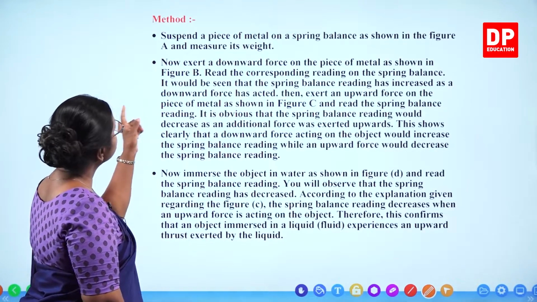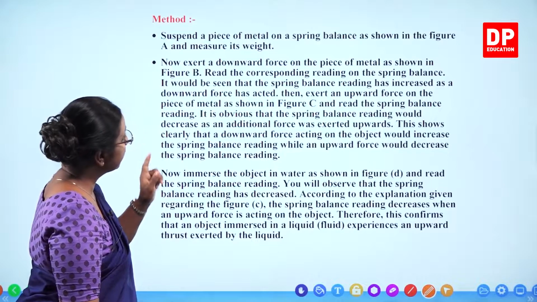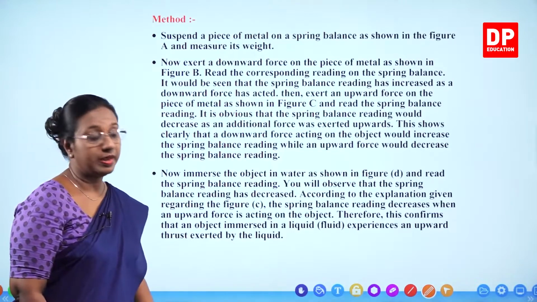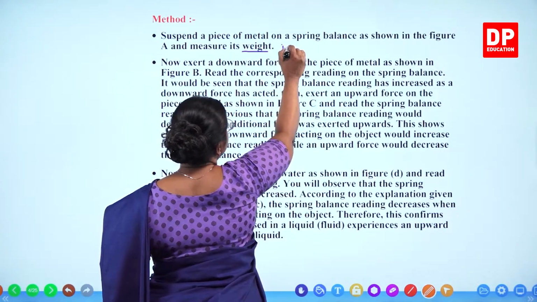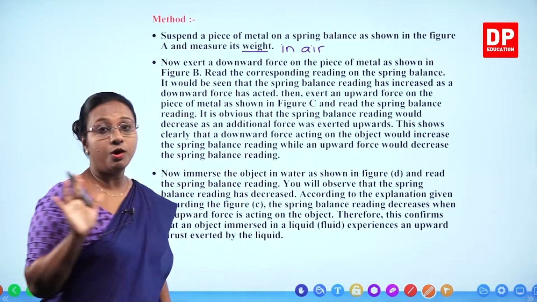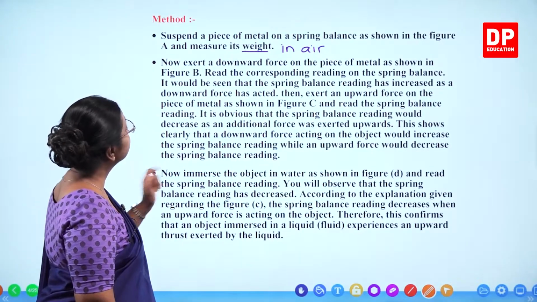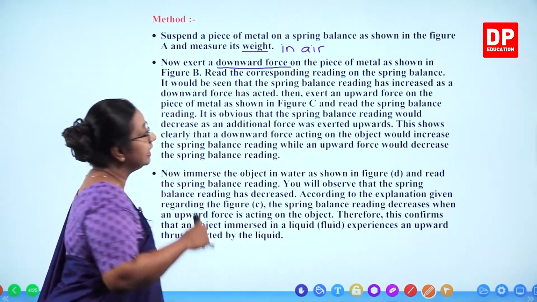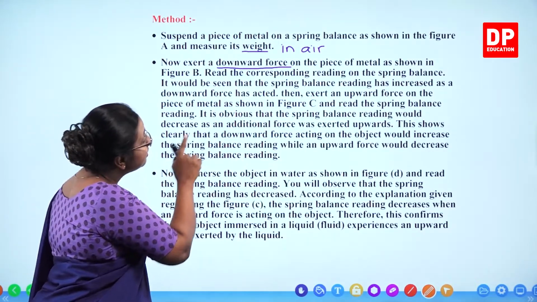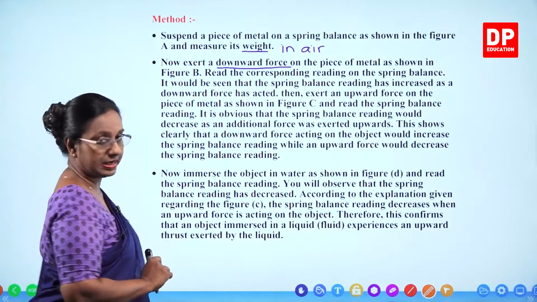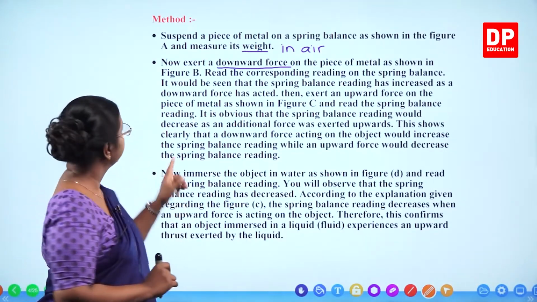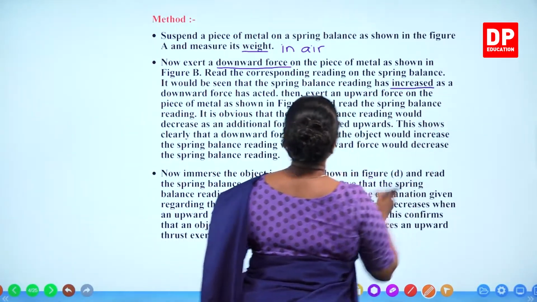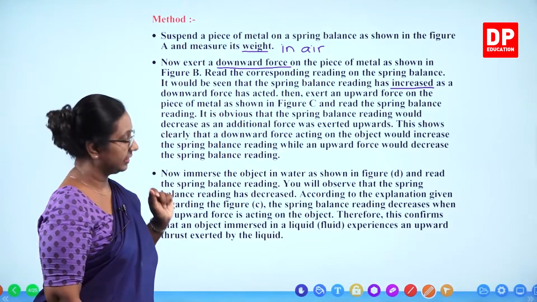Method. Suspend a piece of metal on a spring balance as shown in figure A. That was the first figure shown to you. Measure its weight. This is the real weight of the object in air. Now exert a downward force on the piece of metal as shown in figure B, and read the corresponding reading on the spring balance. This is what I explained to you. It would be seen that the spring balance reading has increased as a downward force has acted.